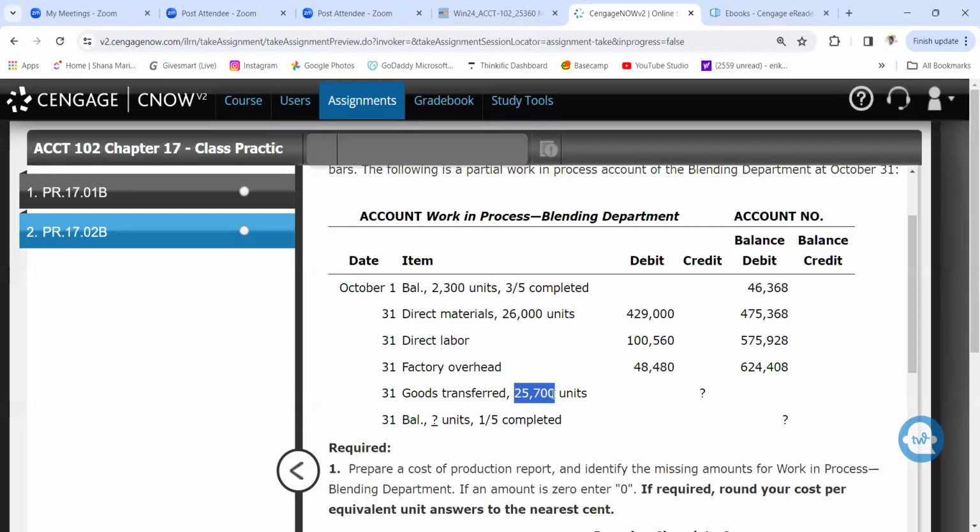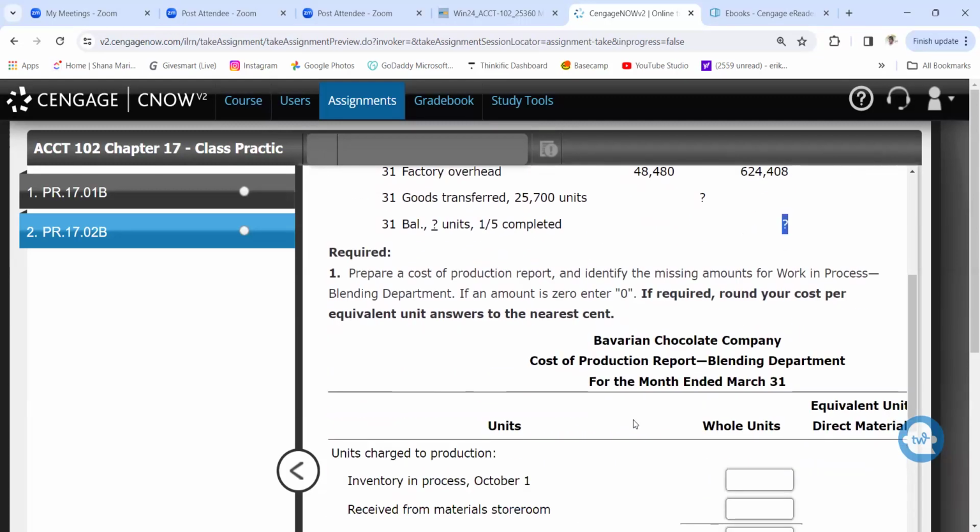But that doesn't tell us what was started and completed. That only tells us what was transferred. And so we need to know that amount. And then we don't know how many ending they have. We know it's 1/5 completed, but we don't know that amount. But guess what? We have enough to do what we need to do.